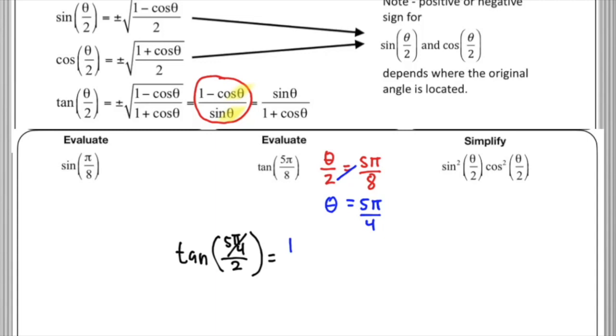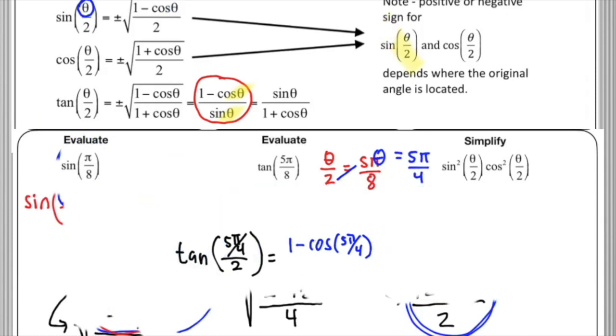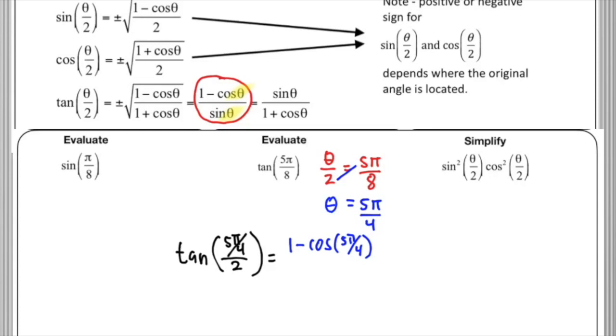We got 1 minus the cosine of 5 pi over 4. Okay, I'm going to move this guy. Ooh, that didn't turn out well. Okay, I'm just going to erase that guy. Yikes. All over the sine of 5 pi over 4.